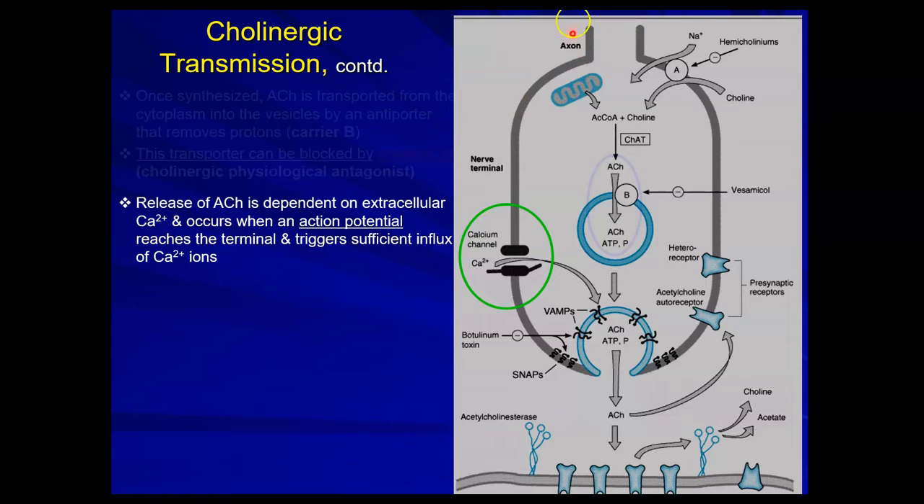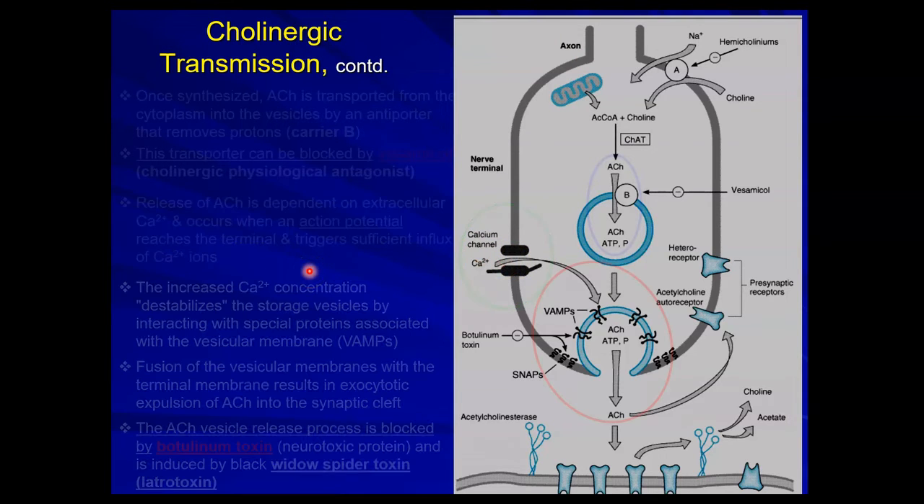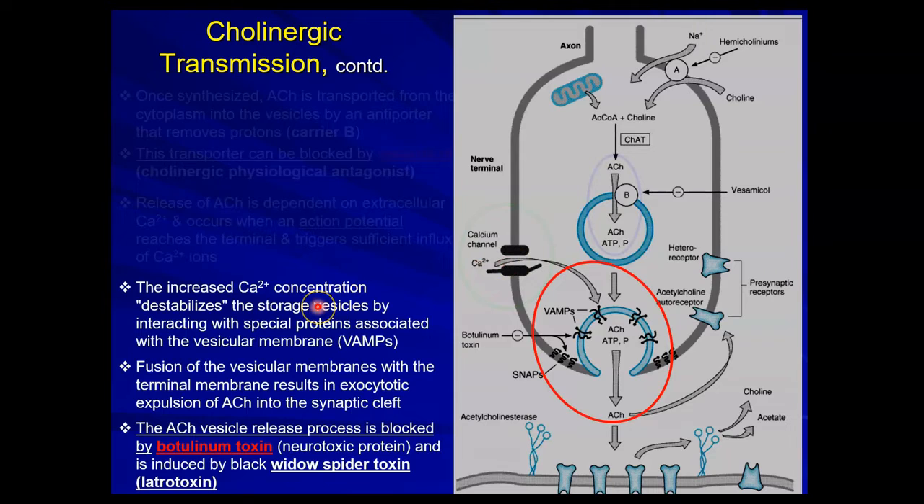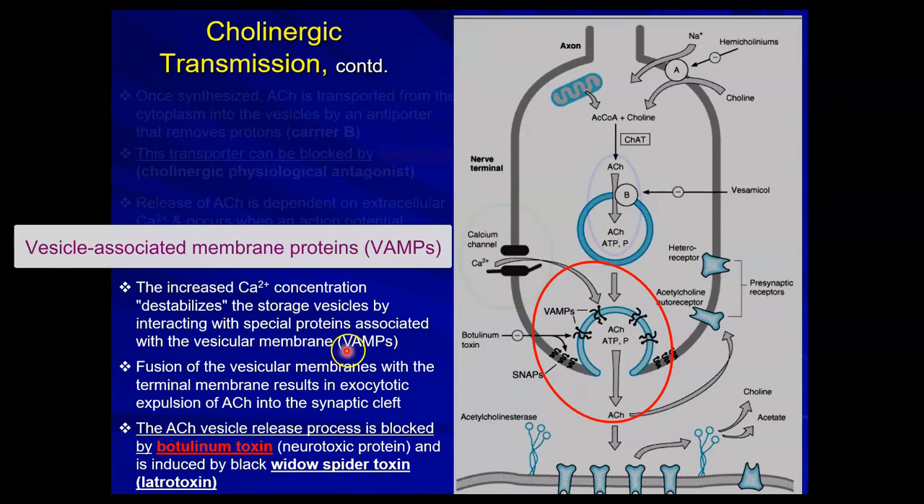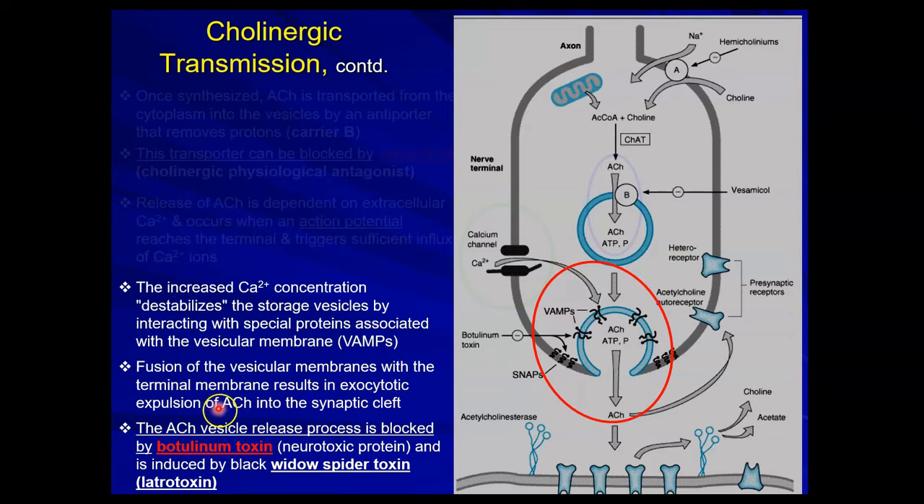To remember, conduction is up here: action potential, sodium influx, and calcium influx. Calcium, along with other special proteins called VAMPs, vesicle associated membrane proteins, facilitates the fusion of the vesicle membrane with the terminal membrane. This is the terminal membrane. This results in exocytosis of acetylcholine into the synaptic cleft. So now acetylcholine finally is here outside.